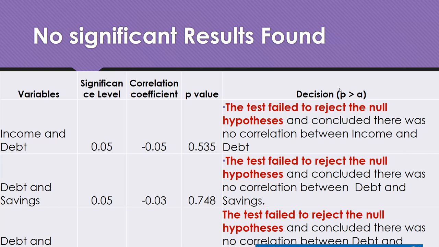For example, on income and debt variable, the p-value is 0.535, which is greater than the alpha 0.05. Hence, the decision was to fail to reject the null hypothesis.